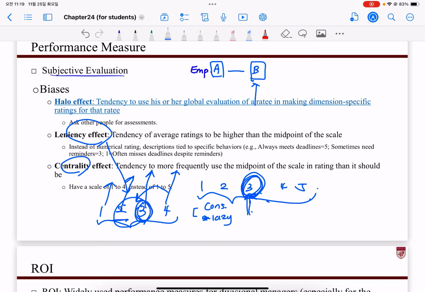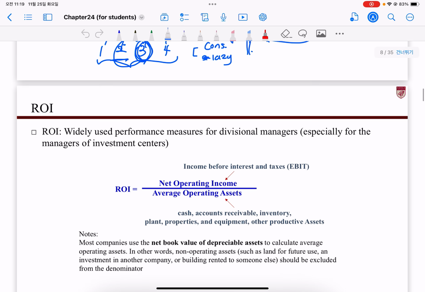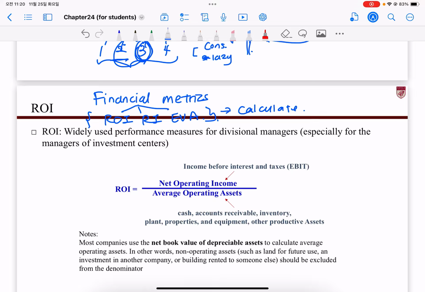Okay, so that was some points about biases in the subjective evaluation. So RPE and the subjective evaluation is quite commonly used. And now we want to focus on some financial measures. So we are back to financial measures. And out of the financial measures, we want to focus on 3 things, which is ROI, RI, residual income, and EVA, economic value added. So these 3 are the bottom line. And you should be able to calculate each metric.